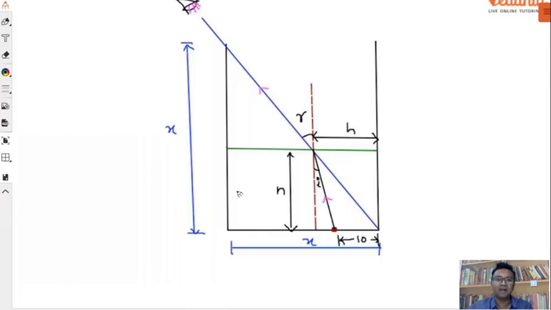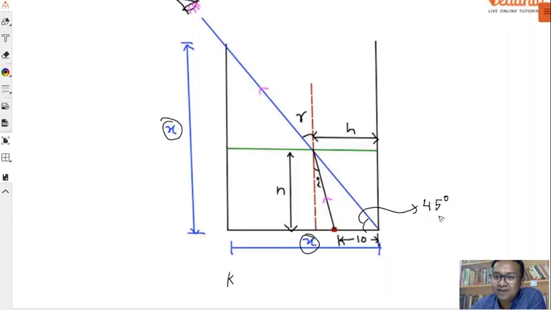I have taken a fresh diagram out here. Students, understand, this is a cubical vessel. So this length is x and this length will also be x. So what will be this angle, students? Absolutely correct. It should be 45 degrees. Clear?